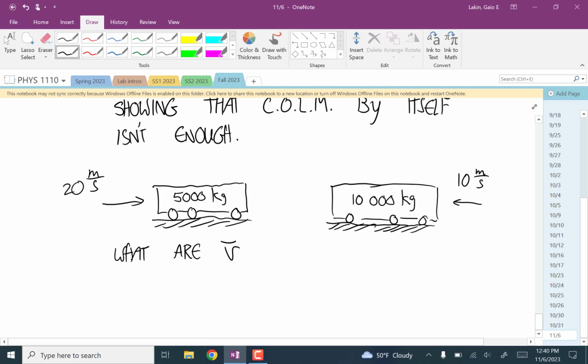What are the velocity vectors of each cart? This really should be "is," by the way. What is the velocity vector of each cart after the collision?